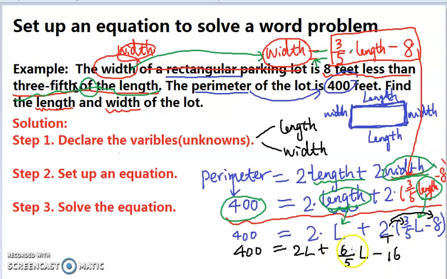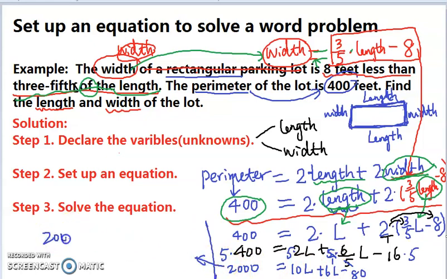And next, because we have another fraction here, we can get rid of this fraction by multiplying both sides by 5. The other way is to go ahead and combine 2L and 6/5 L if you know how to do that. If not, you can multiply both sides by 5. So multiply every term by 5. So now we get 5 times 400, that gives us 2000 equals 10L. 5 times 2 is 10. And this 5 means 5 over 1, which can be reduced with the bottom 5. So now we got plus 6L minus 16 times 5, that gives us 80. And now we can combine like terms on the right side.